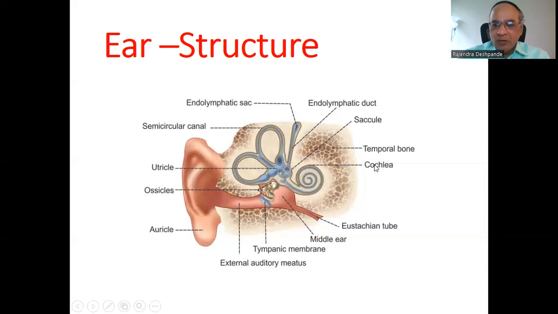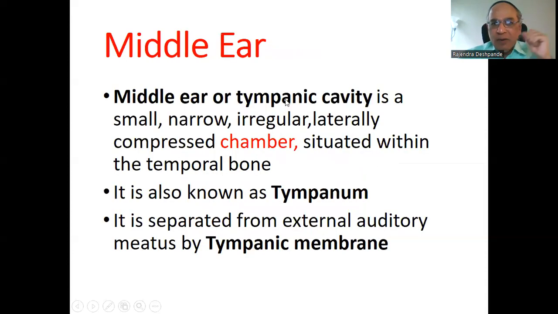Let us now discuss the middle ear in further detail. The middle ear is also called the tympanic cavity, because there is a membrane, as I have shown you. The tympanic cavity is a small, narrow, irregular, laterally compressed chamber situated within the temporal bone. Where is it situated? In the temporal bone.